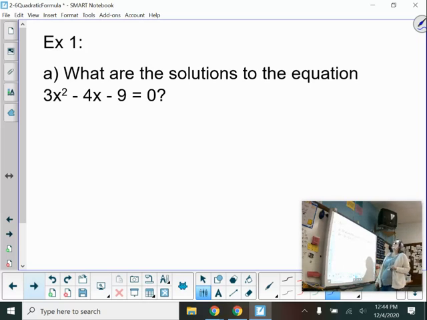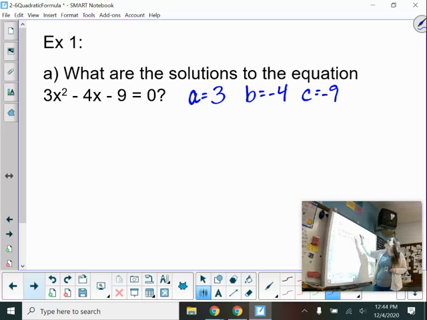Okay, so here's example 1. What are the solutions to this equation? We have 3x squared minus 4x minus 9. So the first thing I want to do is identify my A, which is 3, my B, which is negative 4, and my C, which is negative 9. So notice, if there was a negative with a number, that negative gets carried through with the A, B, and C value.